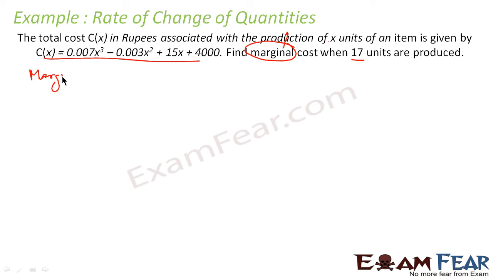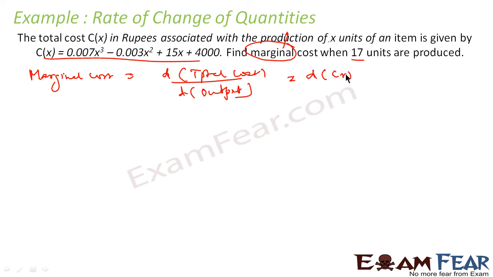Marginal cost is nothing but the rate of change of total cost with respect to change in output. If you want to increment output by one, what is the change you need in cost? That is called marginal cost. So that is d of total cost by d of output. Here the total cost is C of x, so this is d of C of x by dx. Why? Because my output is x units and total cost is C of x.